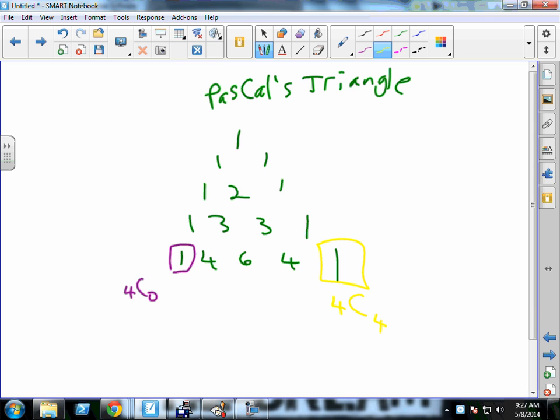What would 4 choose 1 equal? 4. What about 4 choose 2? What about 3 choose 1? 3 choose 1 would be 3. If we continue this triangle, we would have a 1 and a 5 and a 10 and a 10 and a 5 and a 1. What would 5 choose 2 be?